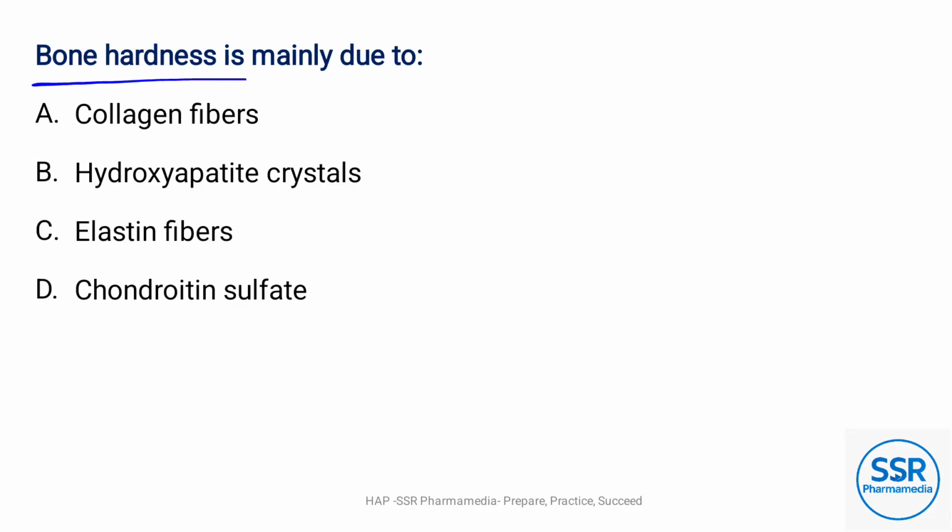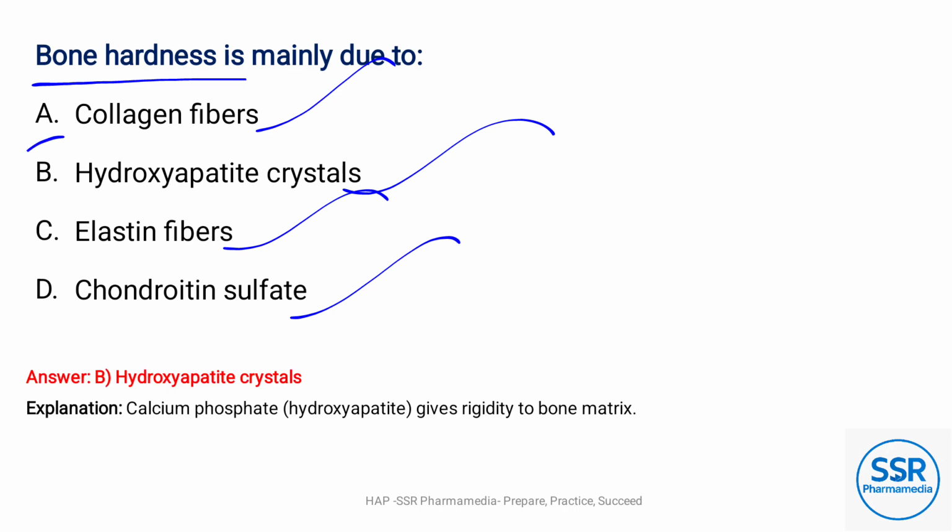Next question. Bone hardness is mainly due to option A, collagen fibers. Option B, hydroxyapatite crystals. Option C, elastin fibers. Option D, chondroitin sulfate. So the answer is option B, hydroxyapatite crystals. Calcium phosphate hydroxyapatite gives rigidity to the bone matrix.